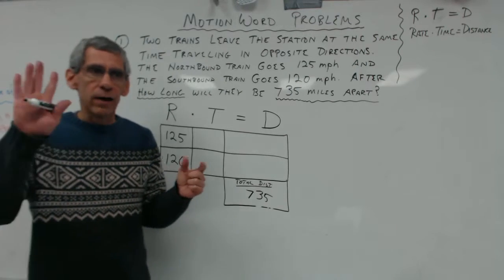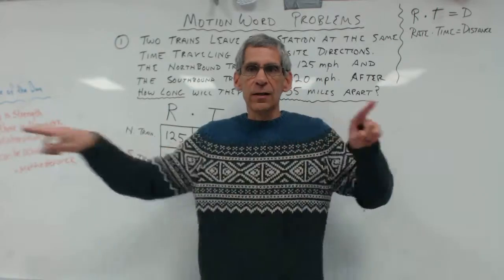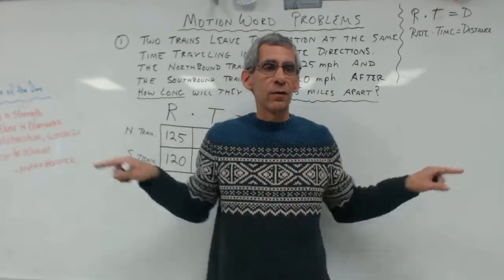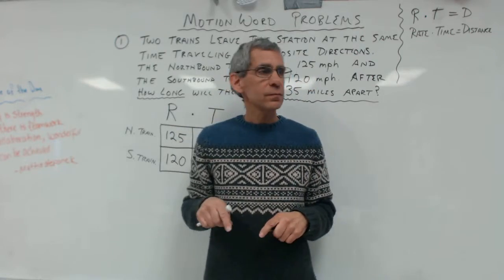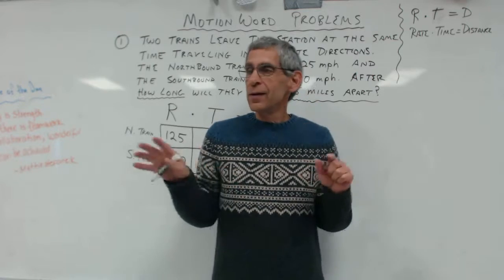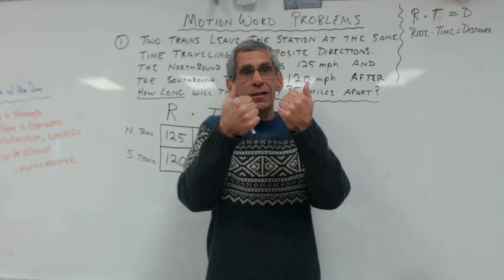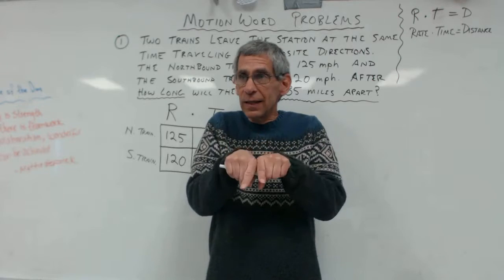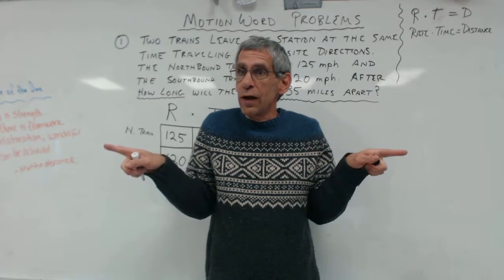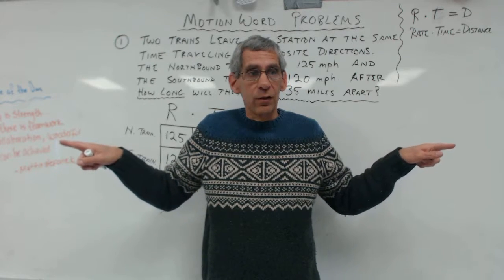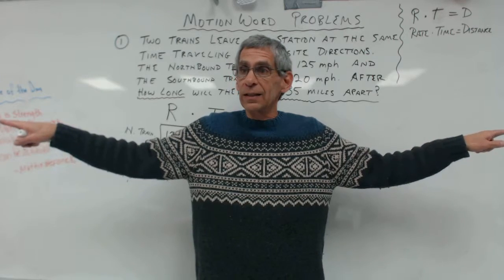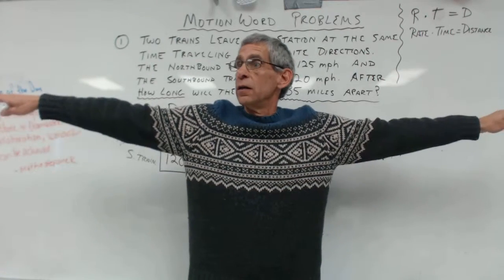Okay, let's think about it. They leave the station. Can I just pretend that's north and that's south? That'll make it easier for me. So the trains leave at exactly the same time, right? And they're going in this direction, directly away from each other. We're measuring the distance between the two, and when they get to 735 miles, they stop.